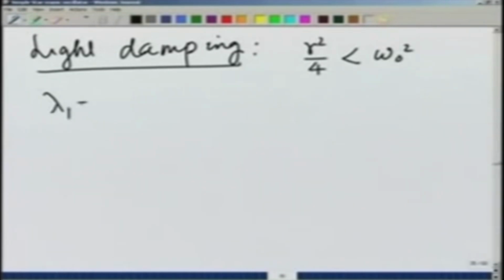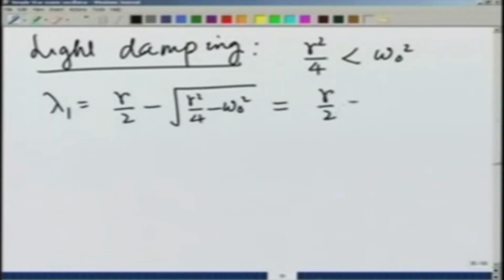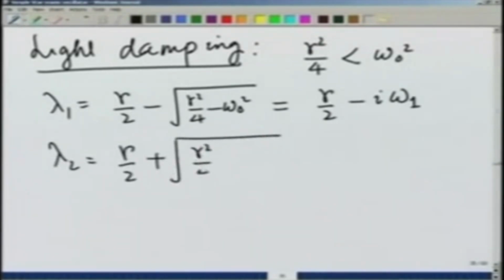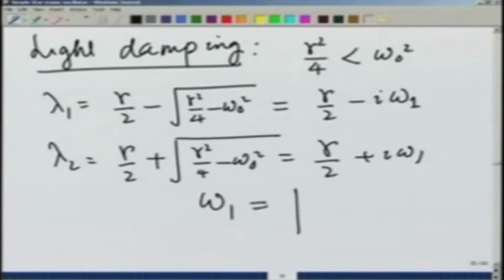So that lambda 1, which was gamma over 2 minus square root of gamma square over 4 minus omega 0 square, can be written as gamma over 2 minus I omega 1, and lambda 2, which is gamma over 2 plus square root of gamma square over 4 minus omega 0 square, can be written as gamma over 2 plus I omega 1, where omega 1 is equal to square root of omega naught square minus gamma square over 4, less than omega 0.